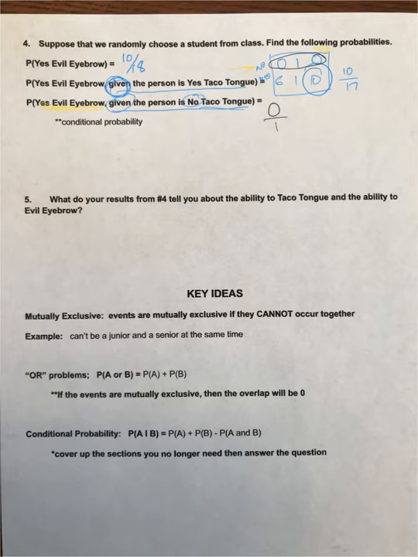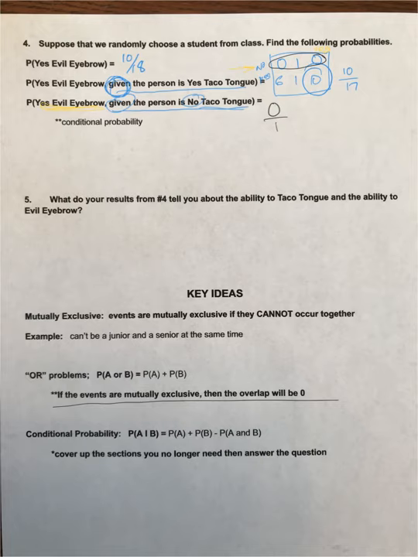All right, key ideas. Let's look at this. Events are mutually exclusive if they cannot occur together. Example, you can't be a junior and a senior at the same time. That's right. You can't flip a coin and get both heads and tails. Those are mutually exclusive events. So, or problems means you add them together. If the events are mutually exclusive, then the overlap will be 0.